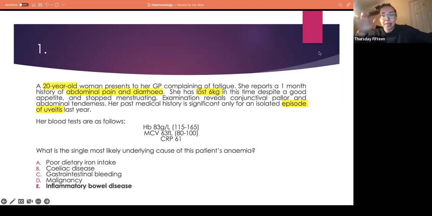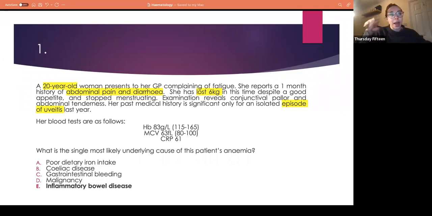The things that suggest IBD was the correct answer are that she's young, she's got abdo pain, diarrhea, she's lost weight, stopped having periods. She's got abdominal tenderness. The reason it's IBD over celiac is because she's had this isolated episode of uveitis. That's more associated with IBD.